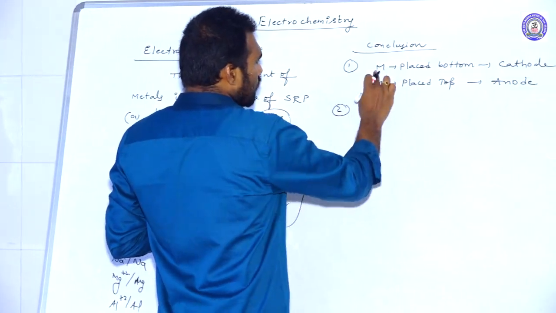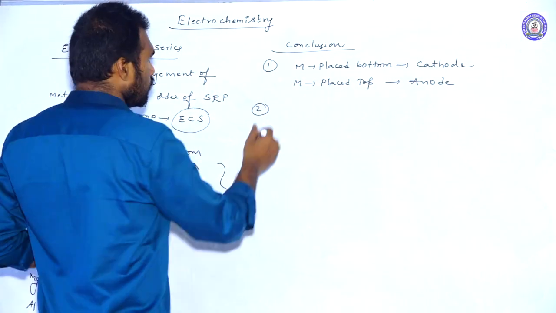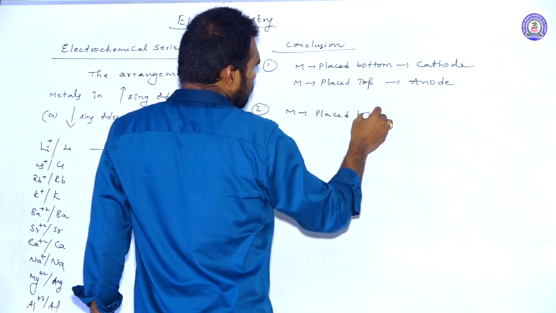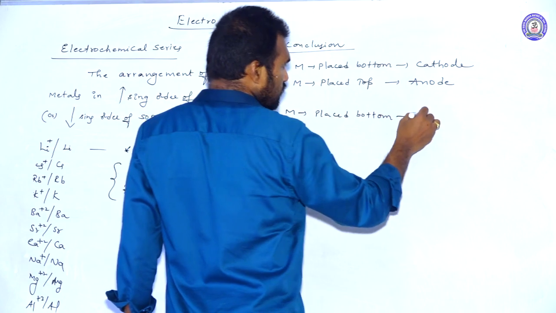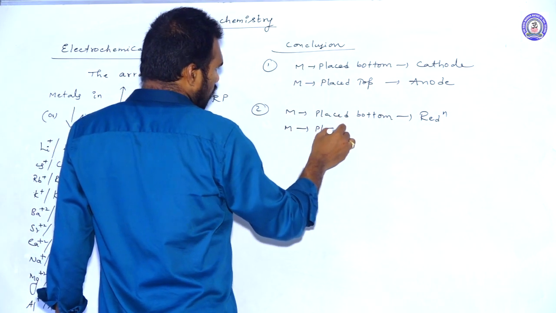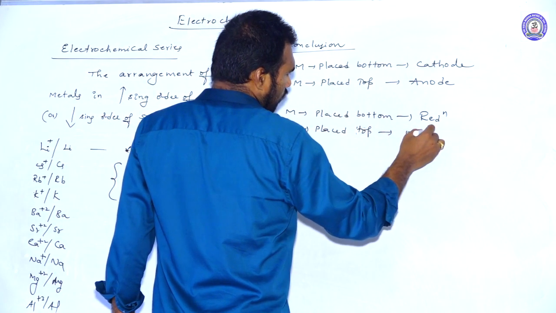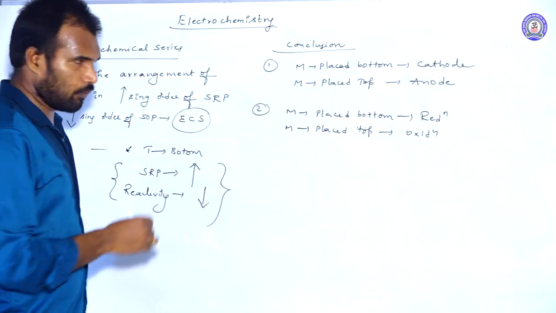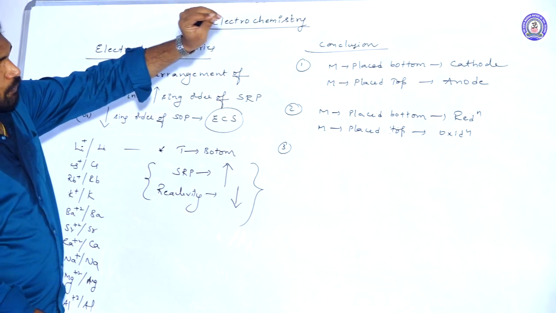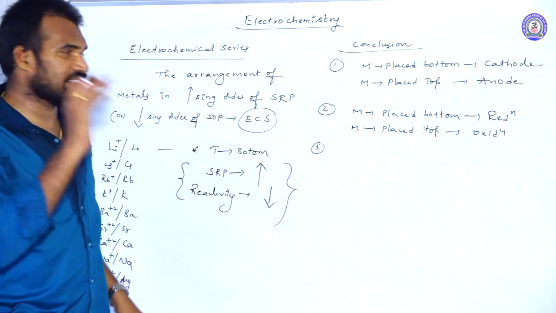The next one: if the metal placed at the bottom acts as a cathode, at the cathode which process takes place? Reduction. So the metal which is placed at the bottom undergoes reduction, and the metal which is placed at the top undergoes oxidation. That is the second point you should remember. And the third one, when you compare the two metals, the metal placed at the top will be more reactive, and the one placed at the bottom will be less reactive.